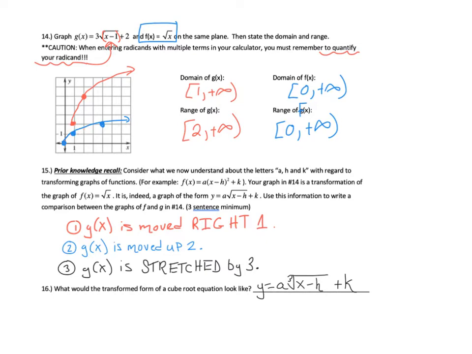Right 1 unit for that first point, and then up 2 units. And then it was stretched by a factor of 3. Now taking this, question number 16 is asking, what would the cube root function look like? Well, it would look very similar. It would just have a 3 in there instead of a 2.